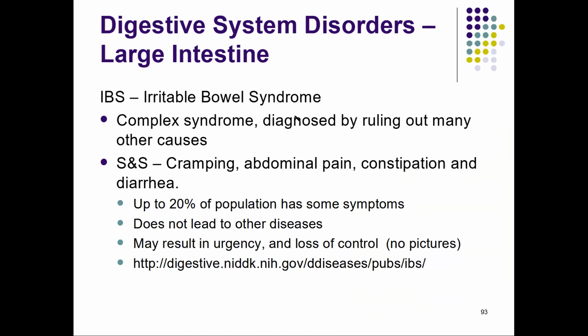Irritable bowel syndrome is lots of different things, right? Basically, you're looking at cramping, abdominal pain, constipation, and diarrhea. So today, you have constipation. Tomorrow, the brown river flows. You can never tell, right? Up to 20% of our population have these symptoms.